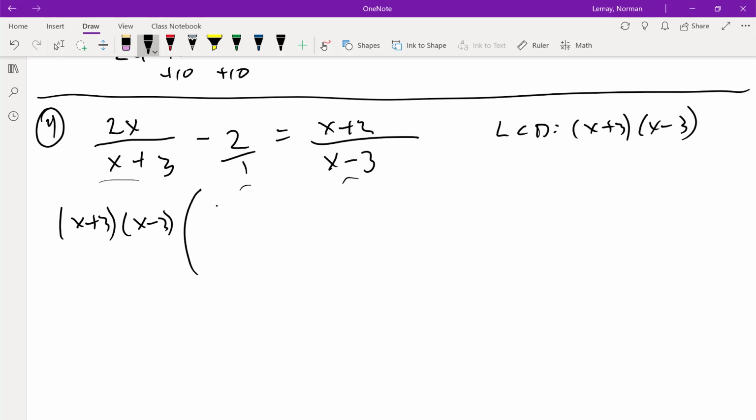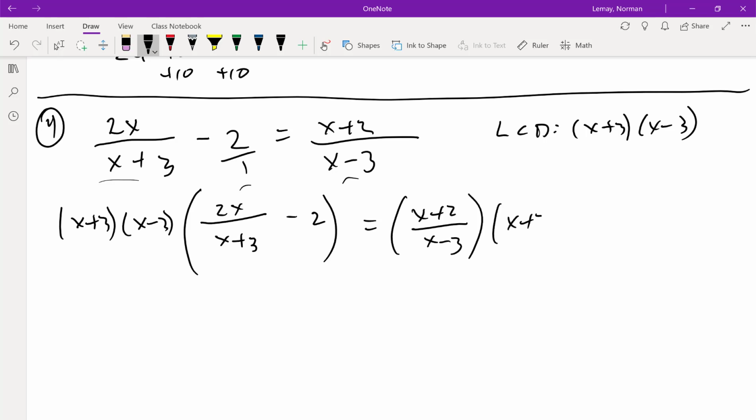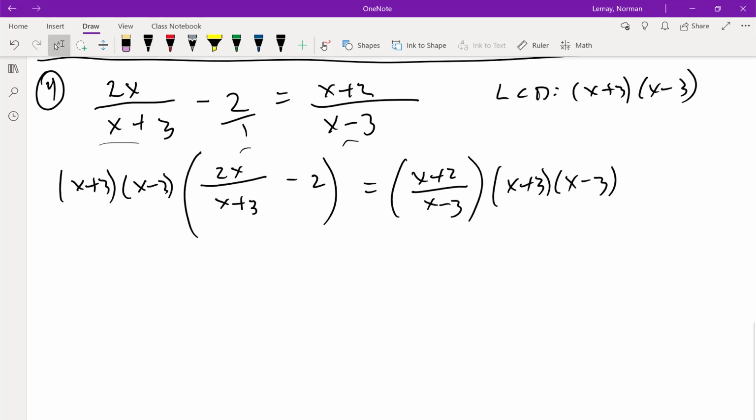Okay, so then we have 2x over x plus 3 minus 2 equals x plus 2 over x minus 3 times x plus 3, x minus 3. Alrighty. So let's go ahead and distribute on the left-hand side. So our x plus 3, x minus 3, so we get x plus 3, x minus 3. All right, so we're going to take that times our first term, which is 2x over x plus 3.